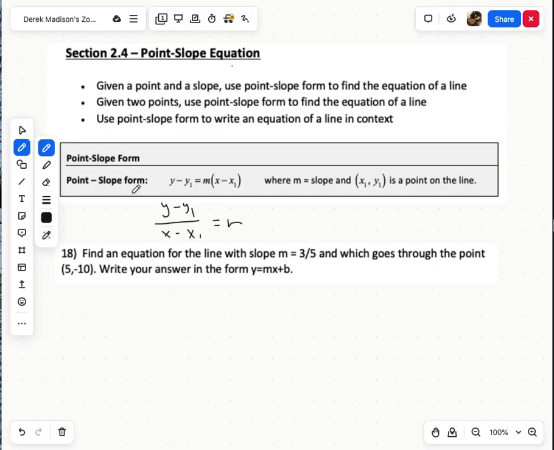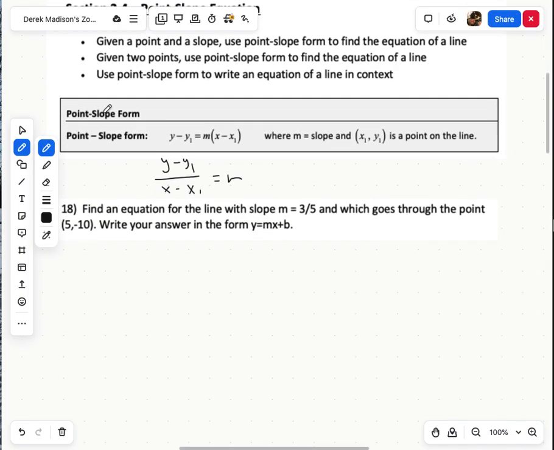The three things we're looking at in this section: first, given a point and a slope, find the equation of the line. Second, given two points, find the equation of the line. And remember from before, if we have two points, we can get slope, so we're basically going to reduce it down to this first case. And the last thing is the same thing, point slope, but in context. There would be words involved, and we have to figure out what our points are and what our independent and dependent variables are in order to write the equation.